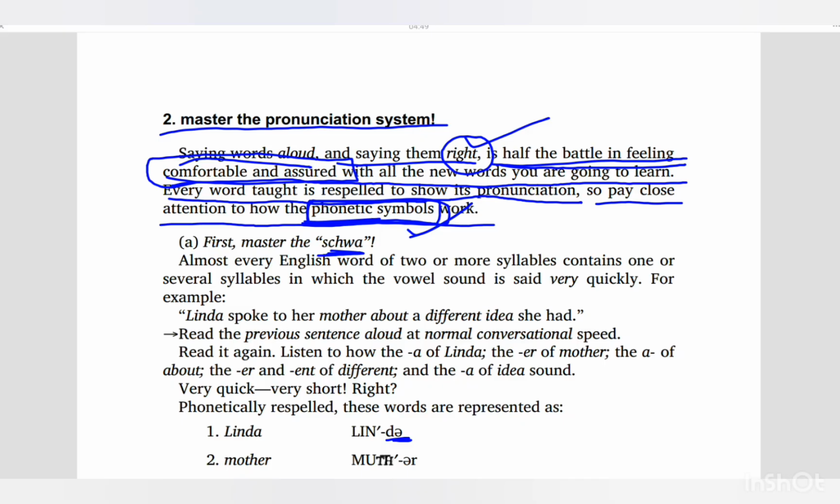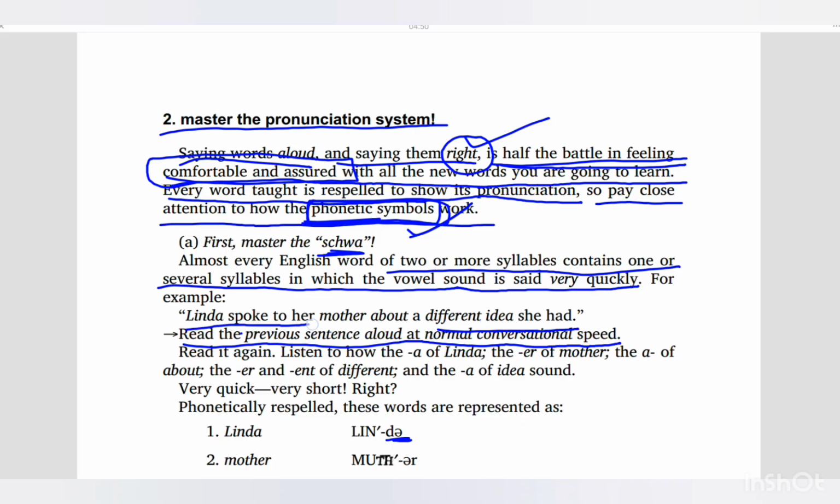Almost every English word of two or more syllables contains one or several syllables in which the vowel sound is said very quickly. For example, Linda spoke to her mother about a different idea she had. Read the previous sentence aloud at the normal conversational speed. Read it, you yourself. Linda spoke to her mother about a different idea she had. Read it again.